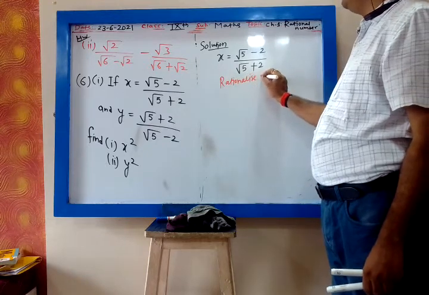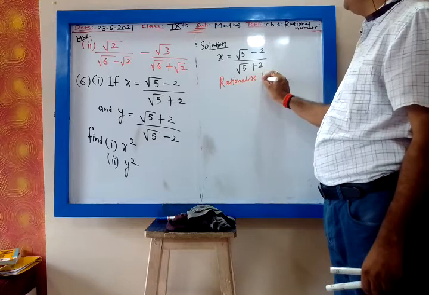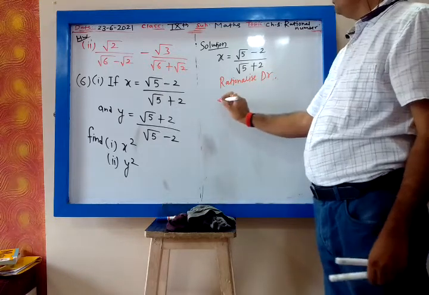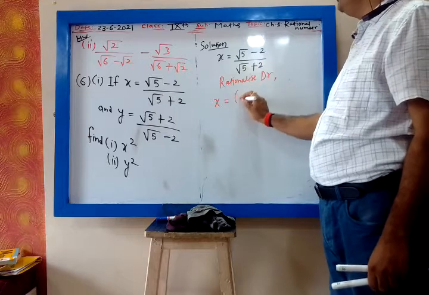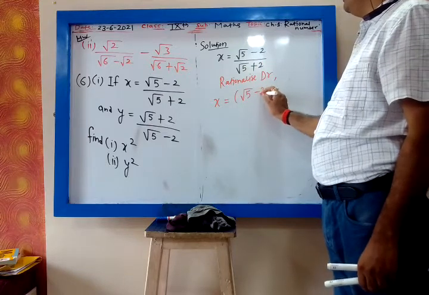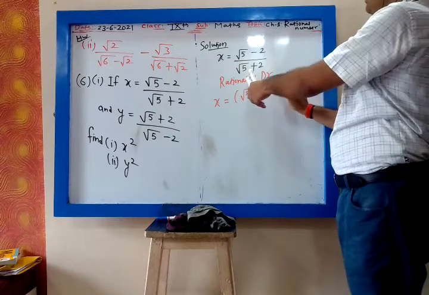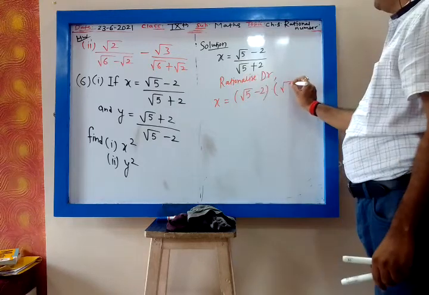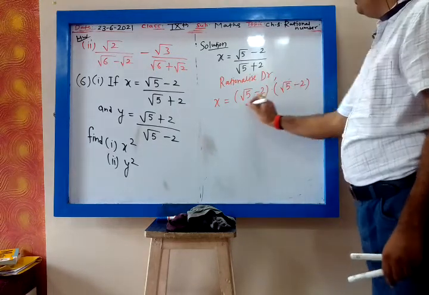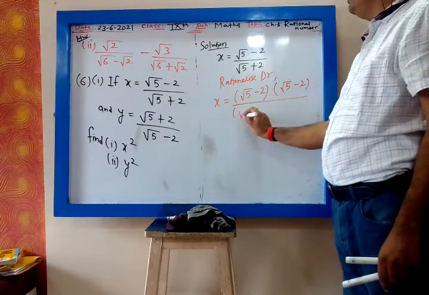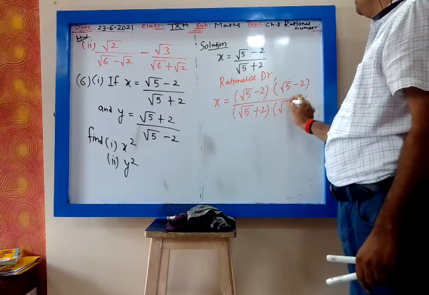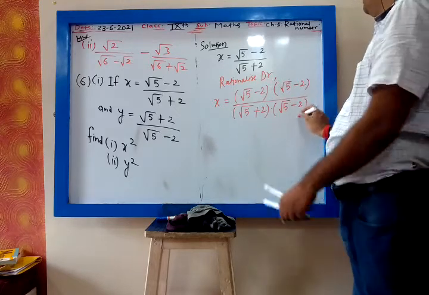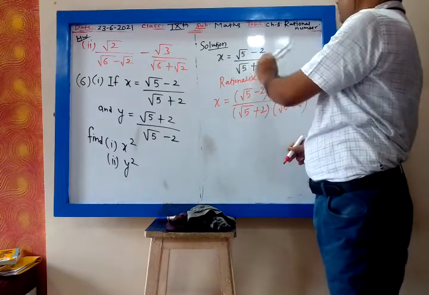Before squaring, you simplify this. So rationalize the denominator. The denominator is root 5 plus 2, so the rationalizing factor will be root 5 minus 2 upon root 5 minus 2. So multiply and divide by the rationalizing factor, root 5 minus 2.